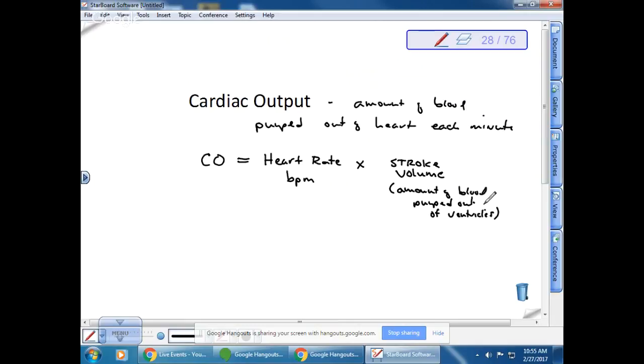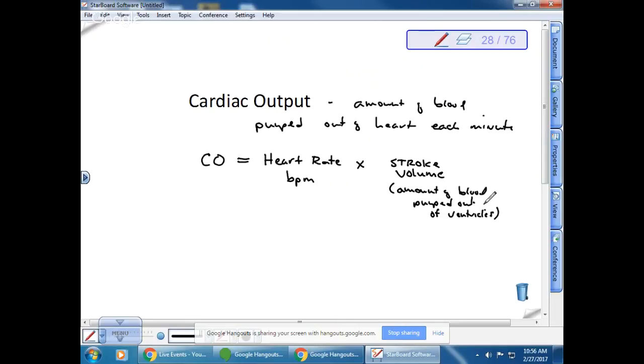So obviously, when the sympathetic nervous system initiates and causes heart rate to increase, you're going to increase the cardiac output. For example, if you're exercising, you're going to have an increase in cardiac output. If you're nervous, you're going to have an increase in cardiac output, right? If your adrenal glands are pumping out norepinephrine into your blood, you're going to increase cardiac output.